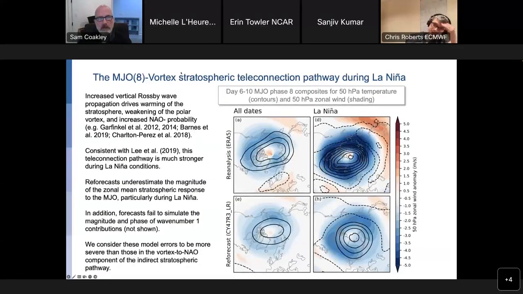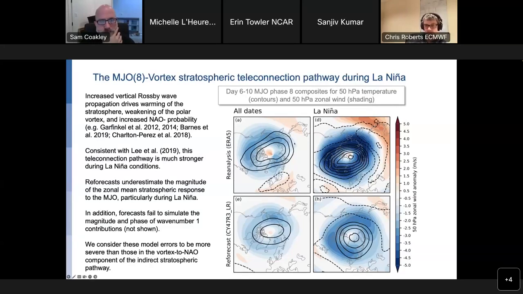Next, this is now looking at the response of the stratospheric polar vortex, focusing on the La Nina conditions following MJO phase 8. There have been lots of papers showing how vertical Rossby wave propagation can drive warming of the stratosphere and increase the probability of a negative NAO. This paper I mentioned by Rob Lee and others also looked at reanalysis, so ERA-Interim, not ERA5. They demonstrated that the stratospheric response to the MJO is stronger during La Nina conditions, and you can see this on the top row. In the top left panel, the blue shading indicates a weakening of the zonal winds, and the black contours are the temperature contours, so an increase in temperatures.